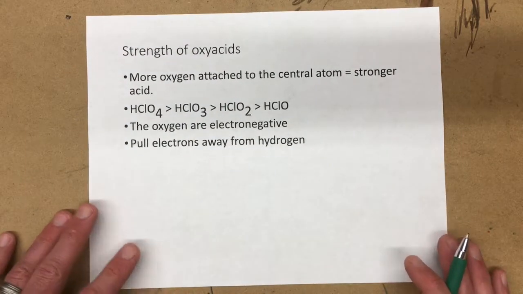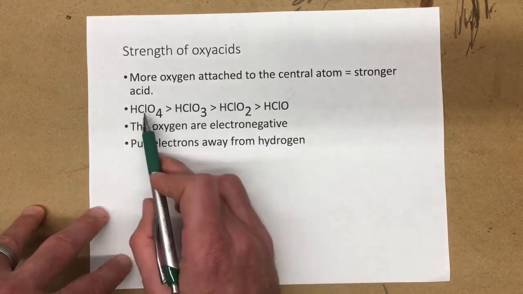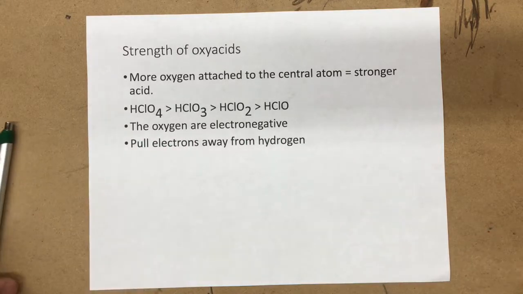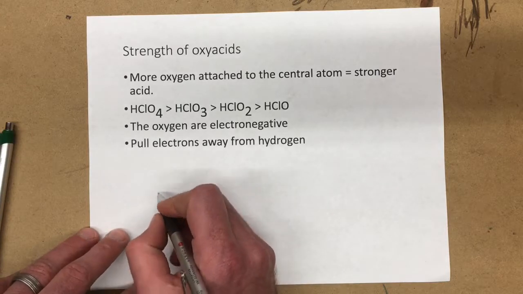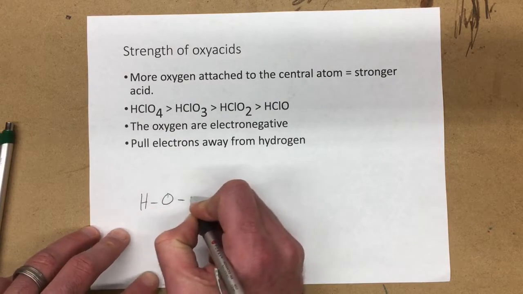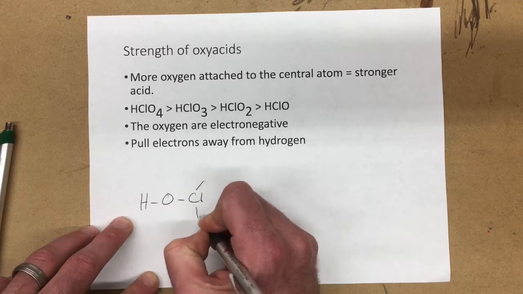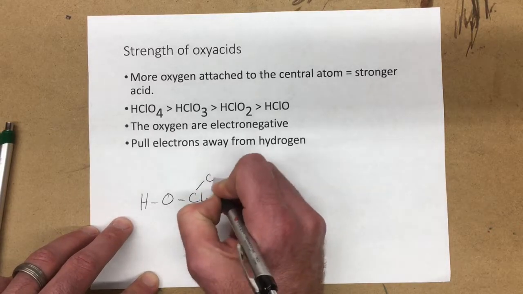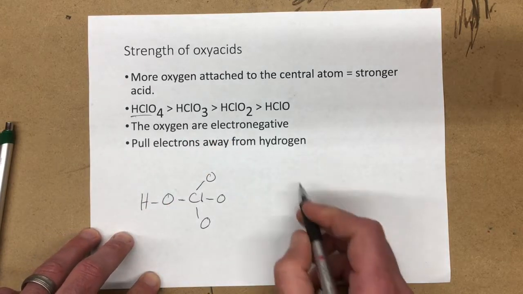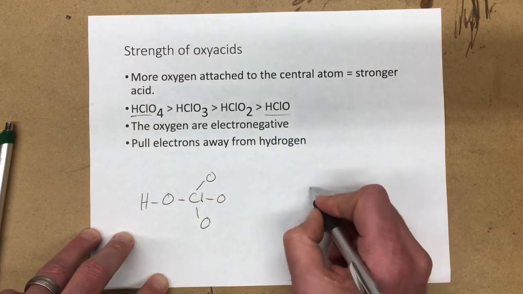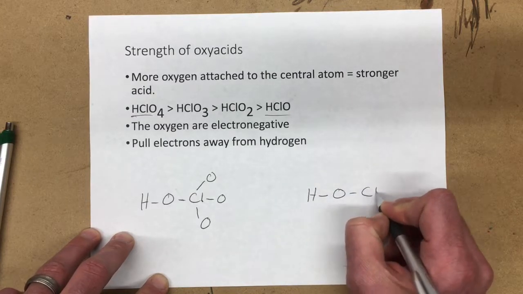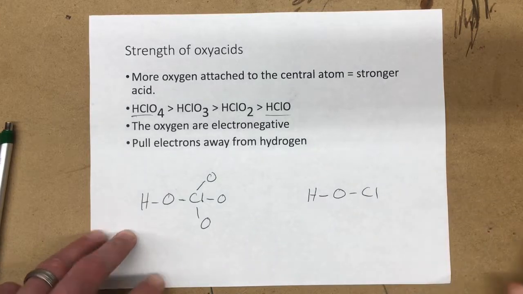Also, along with the oxyacids, sometimes you have ones with the same central atom, but you have different numbers of oxygens. So for instance, if we look at HClO4, you have a hydrogen connected to oxygen, connected to chlorine, and then 3 more oxygens. So this one looks like this. And then we'll draw this one for the biggest comparison. So if we have hydrogen, oxygen, chlorine, and no more oxygens over here.